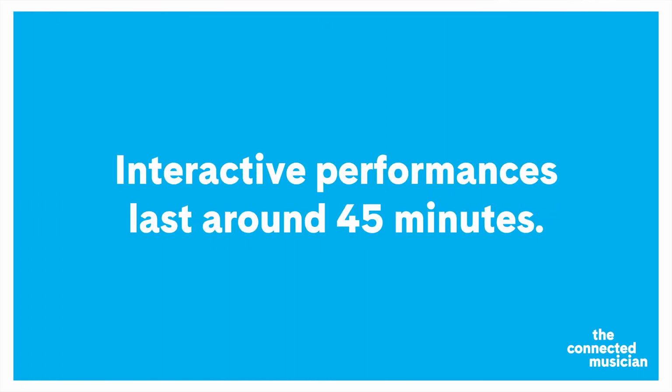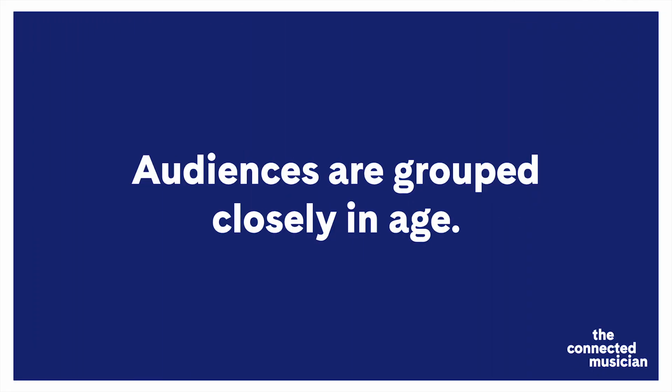In Ensemble Connect, interactive performances in schools tend to span the length of one class period, so roughly 45 minutes. And like the IP you just saw, we generally hold interactive performances in auditoriums or a large ensemble room. We ask that younger audiences be grouped closely in age, for example, 2nd and 3rd graders together in one show, and 4th and 5th graders together in another.